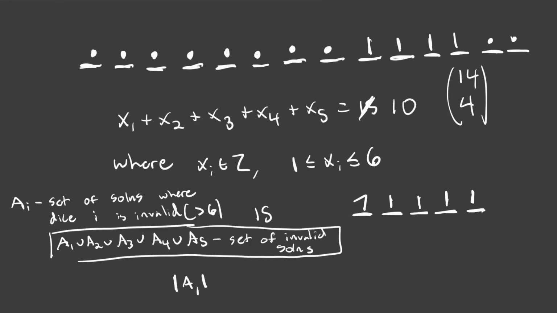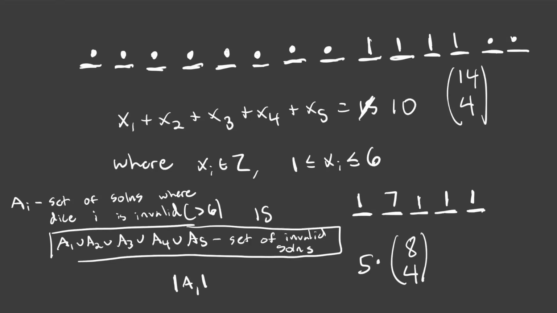Now, this is essentially another stars and bars question, right? I need to give out 4 dice values to 5 dice. It takes 4 lines to divide up 5 dice, so I just take 4 plus 4, 8. I'm choosing 4 places to put these lines. So the magnitude of A1, the number of invalid solutions, such that dice 1 is invalid, is going to be 8 choose 4. Now, what's the magnitude of A2? Well, we know it's just going to be the same thing because if I give 7 dice to number 2, we can just calculate it the same way. It's going to be the same for A1, A2, A3, A4, and A5. So the total number of invalid solutions, all these summed up, is going to be 5 times 8 choose 4.